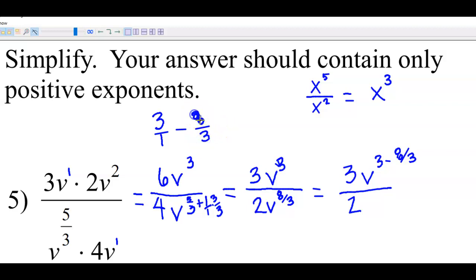So now I'm going to multiply it over here by 3 over 3. So 9/3 minus 8/3.